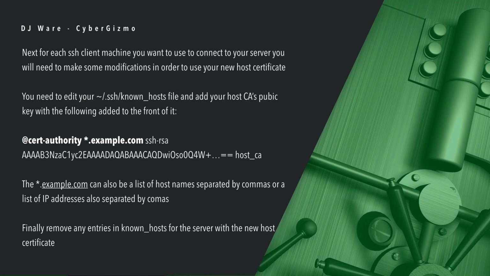And then in front of that, you'll want to have @cert-authority. And then there's a wildcard on this one. It's anything in the domain example.com. So you can also put hosts with a comma delimited format in here to identify a string of hosts that key is good for. You can also use IP addresses, again, comma delimited. And then your key follows it.